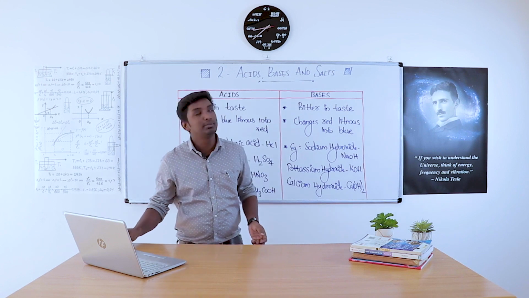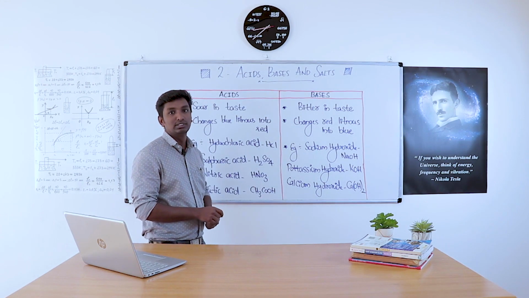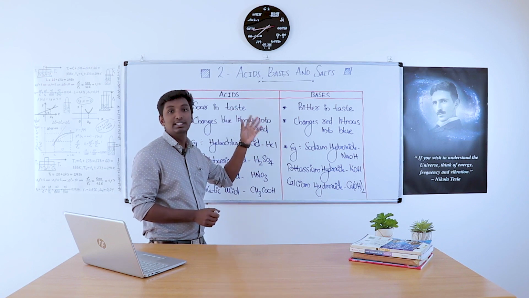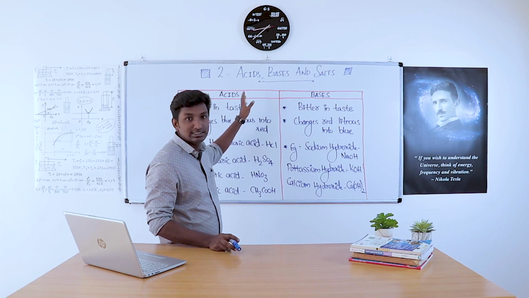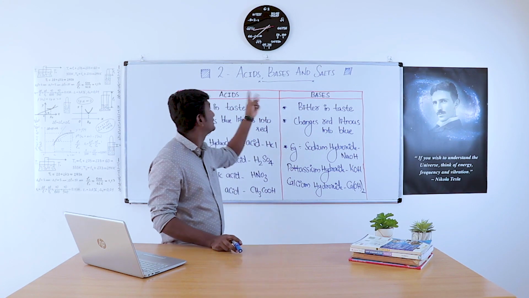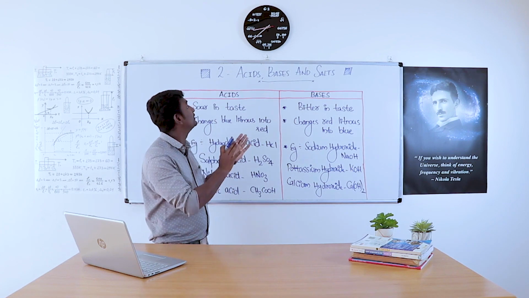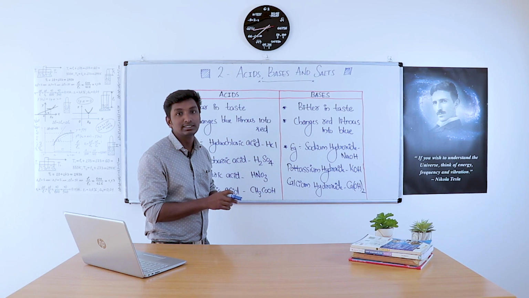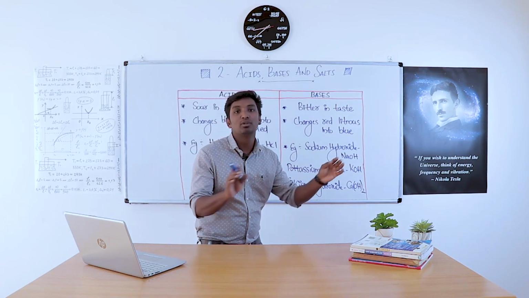Today we are looking at chapter number 2, Acids, Bases and Salts. In the chapter name itself, it is clear that we have 3 sections to study. First one is acids, second is bases, and third is salts. The first 2 sections, acids and bases, are combined, and we study the difference between acids and bases as a single section. And the final section is all about salts.